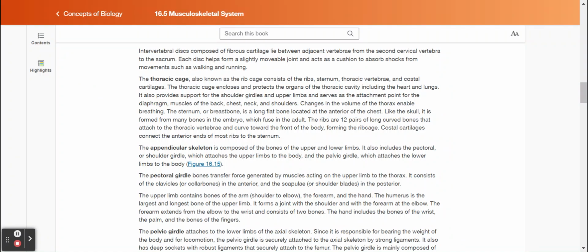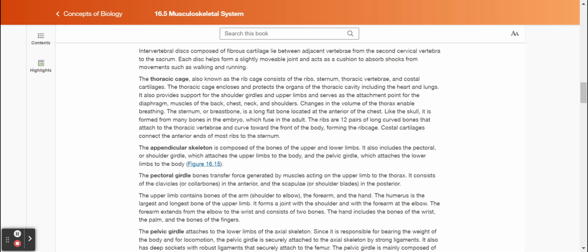Intervertebral discs, composed of fibrous cartilage, lie between adjacent vertebrae, from the second cervical vertebra to the sacrum. Each disc helps form a slightly movable joint and acts as a cushion to absorb shocks from movements such as walking and running.